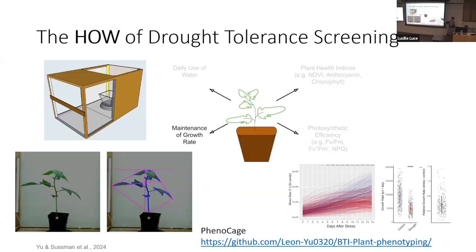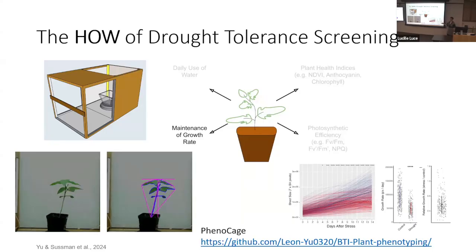And this whole setup in general costs like $200 to build. I built it before we had the big fancy phenotyping facility set up, because we needed to collect some data. But it's a very cost-effective way of getting the data out of your natural diversity panel and identifying which genotypes are of high interest, right?